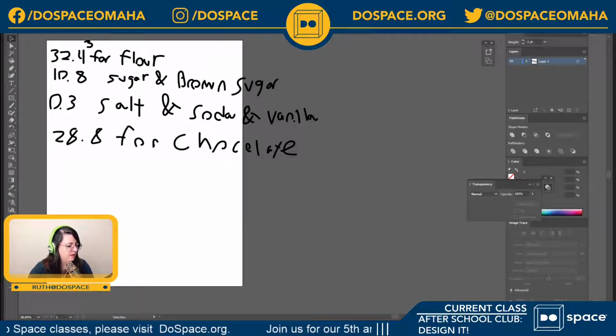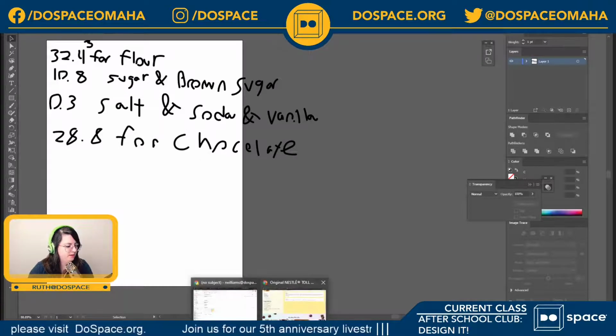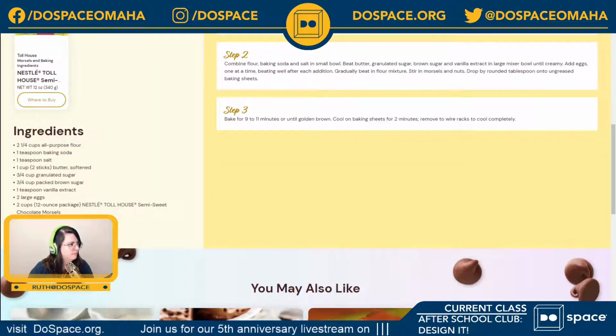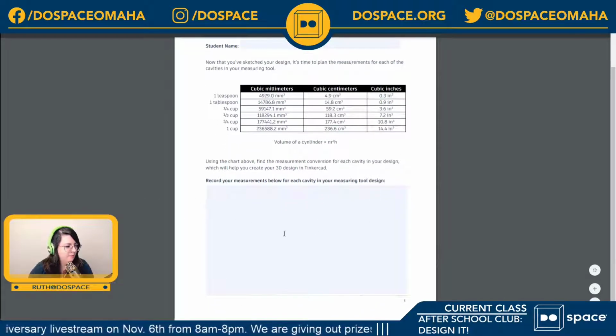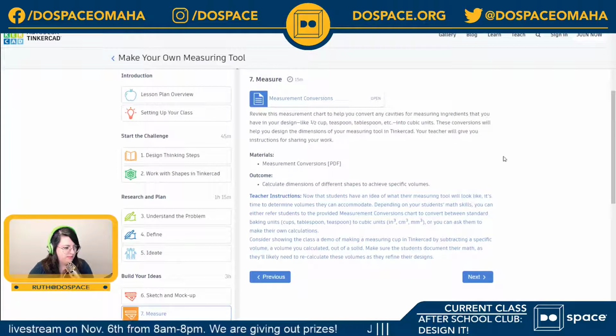But if I go back to my little worksheet here, there it is. There's little measurements in here. And you can use the chart above to find measurements, conversions for each cavity in our design. This will help you create your 3D design in Tinkercad. If you go from here, we want to calculate dimensions of different shapes to achieve different specific volumes. There's a little teacher's note in here.